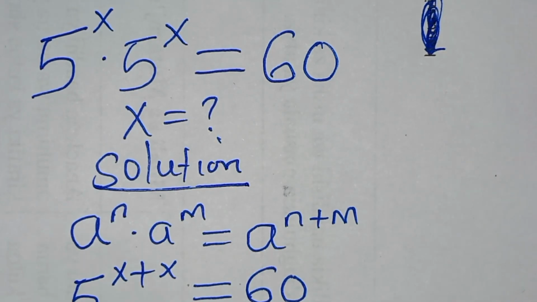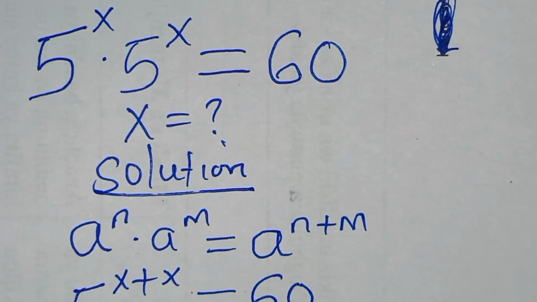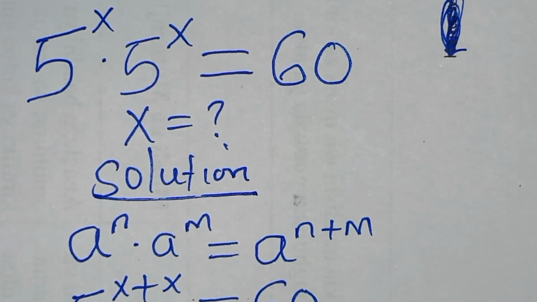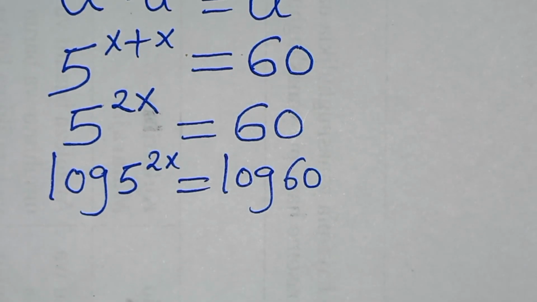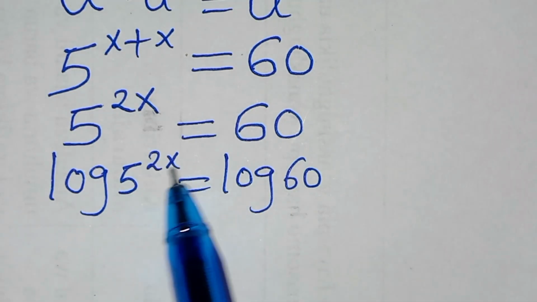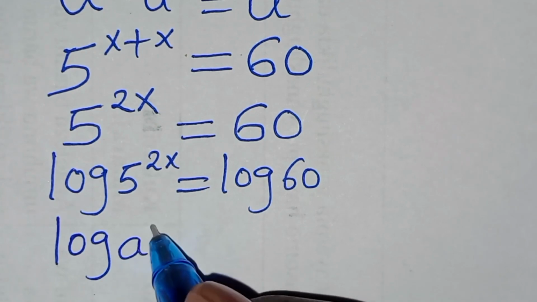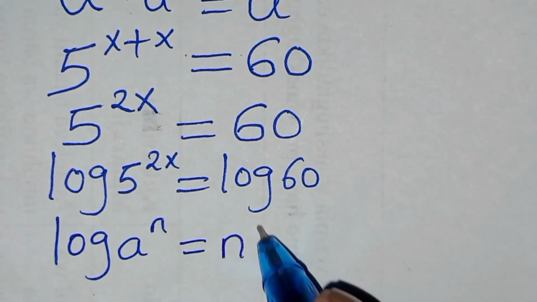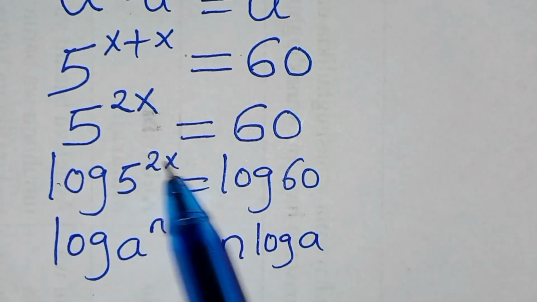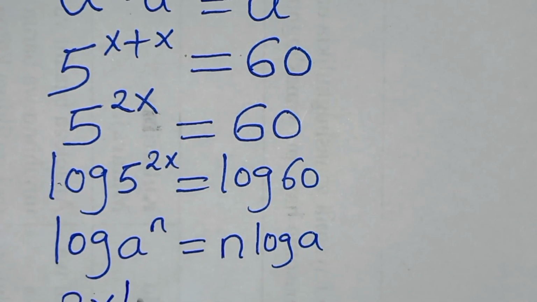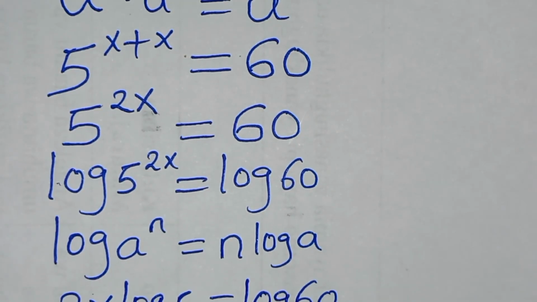So for x, we introduce logarithm on both sides. So that now here we'll have log 60. And now from here, you find that log 5 to the power 2x is actually in the form of log a to the power n, which we can express as n log a. So applying this logarithm property, log 5 to the power 2x becomes 2x log 5. This is equal to log 60.